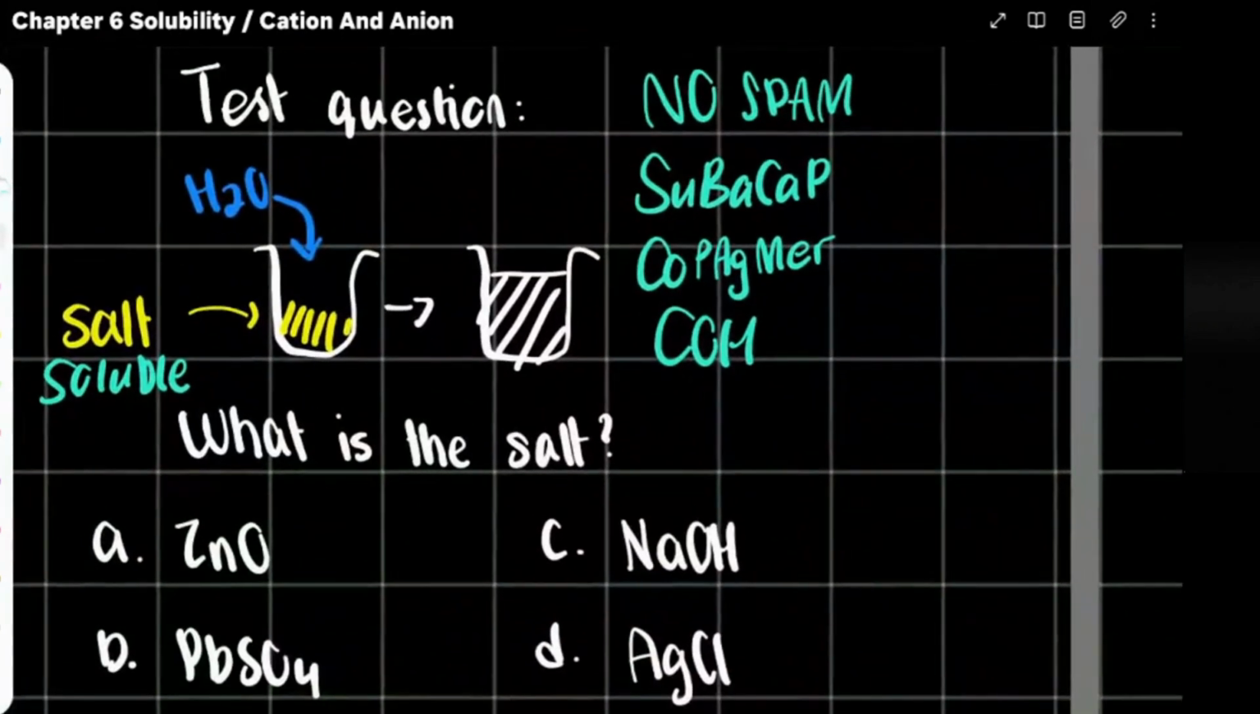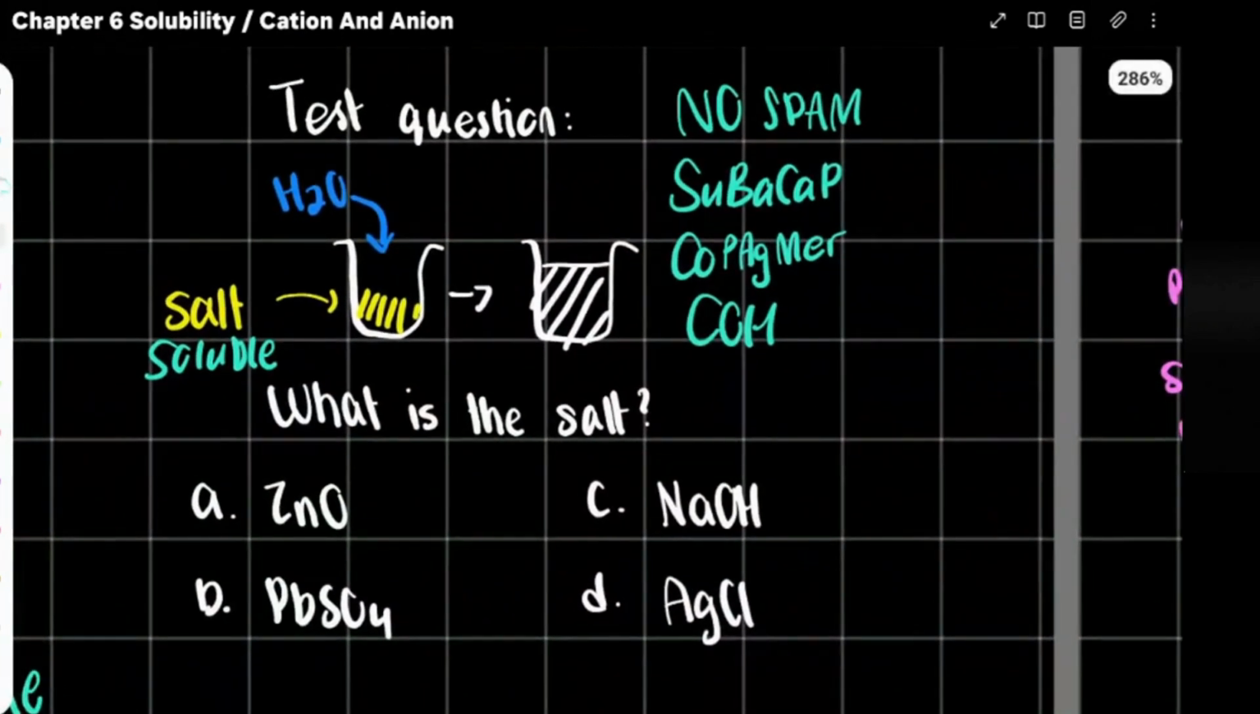Okay, now you answer. Which one is soluble? Because the question is asking for solubility, right? So which one is soluble? Just now I said this is insoluble. This one I didn't answer yet. So is it C, D, or B?